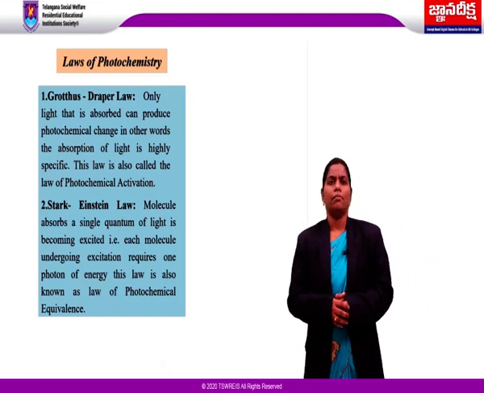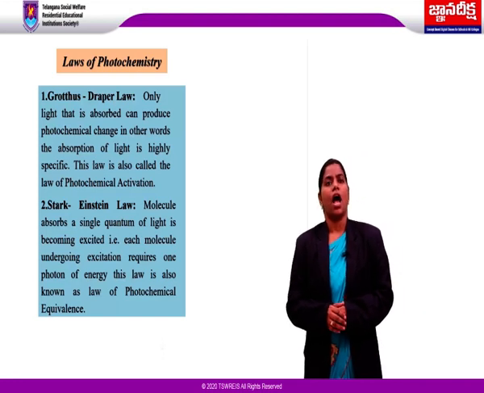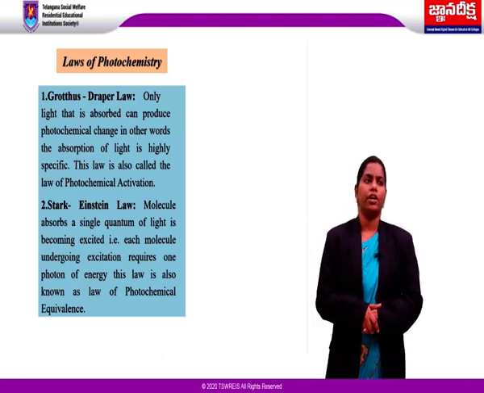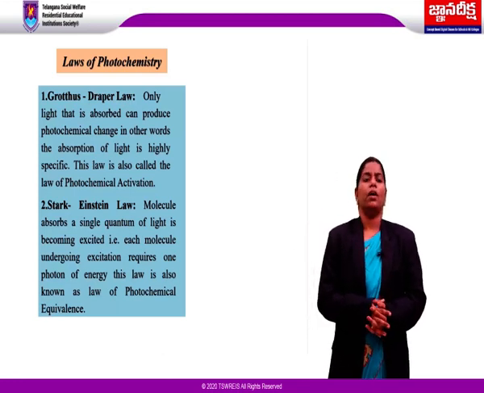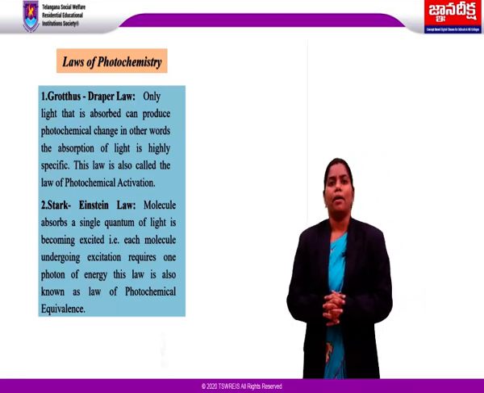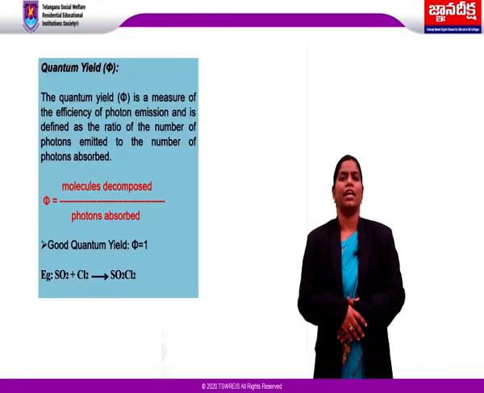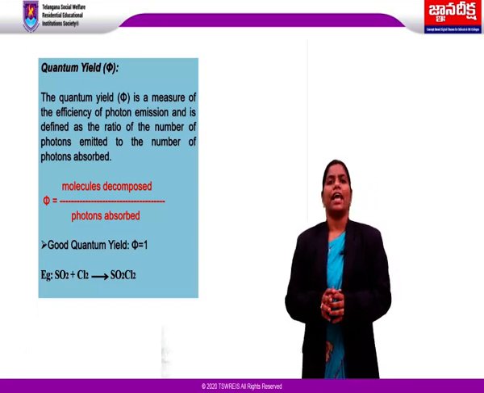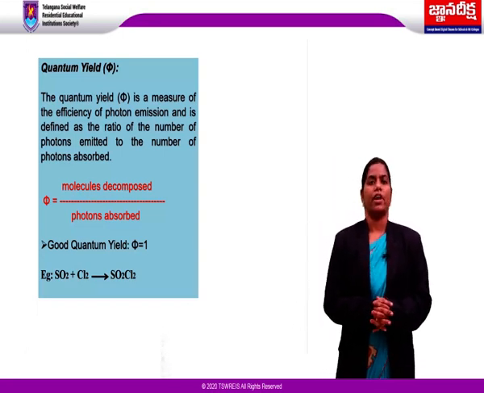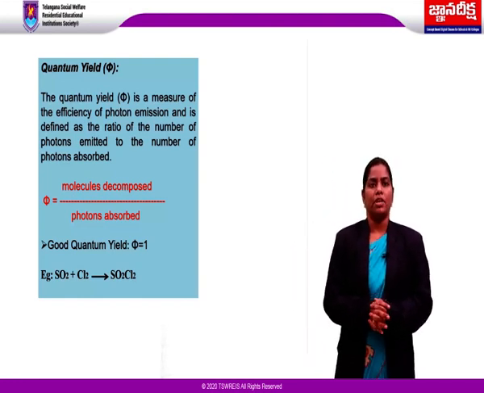Whether all the molecules that are being activated in the primary process are getting successfully converted into products, maybe yes or no, can be measured by a parameter called quantum yield. Quantum yield is a parameter used to measure the efficiency of a chemical reaction, or we can say the efficiency of a photon emission.